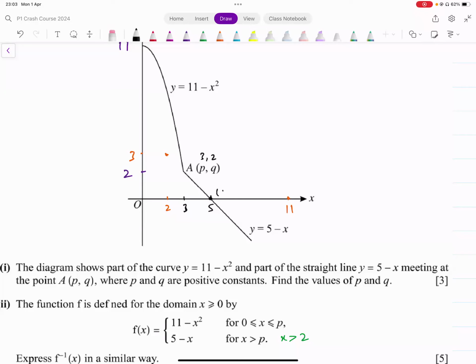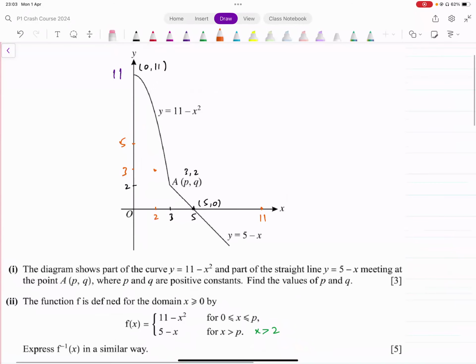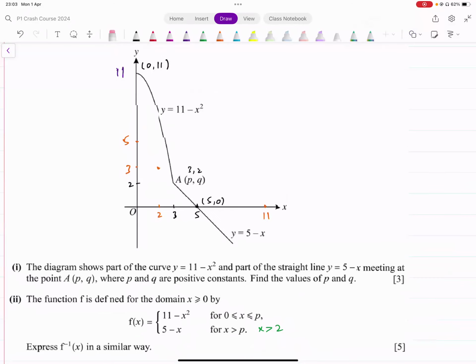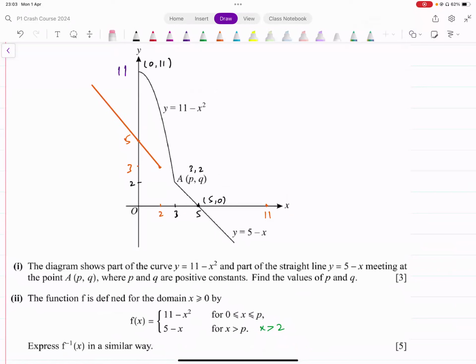Now this point is 5 and 0. Where is this point going to go in the inverse function? In the inverse function, this point is going to go to 0, 5. So let's say that's somewhere around here. Let's say this is 0, 5. So how would the graph look now? This part is going to be a straight line like this. This is the reflection of the line below.